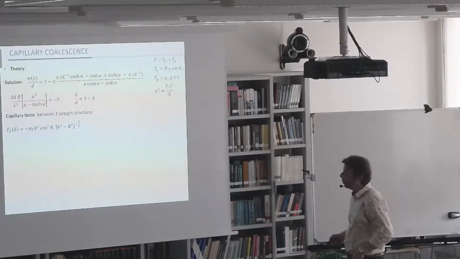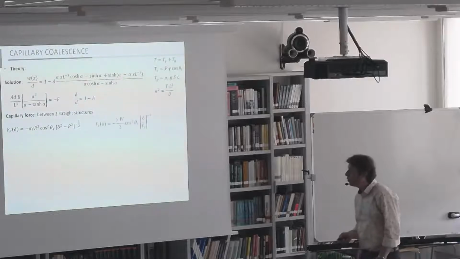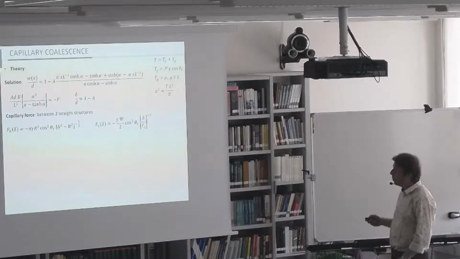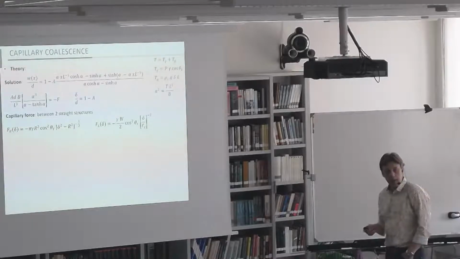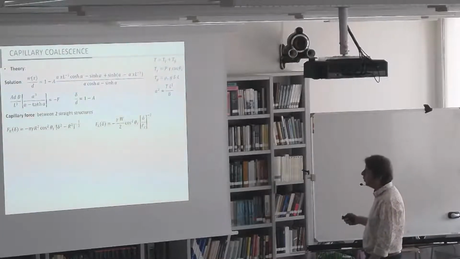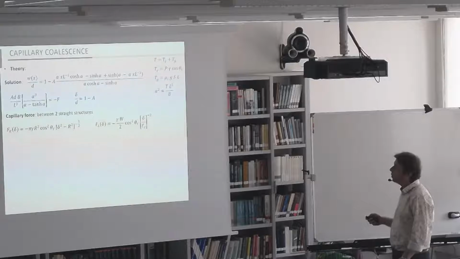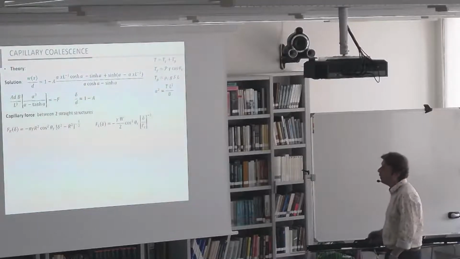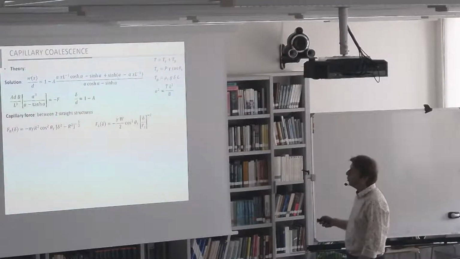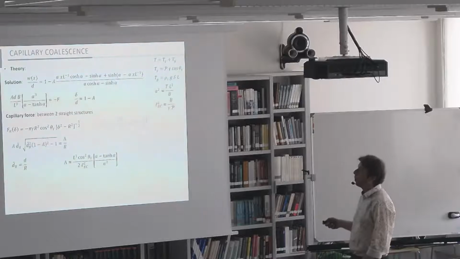distance between the rods. And a similar expression is known for lamella, where this time the characteristic length scale is the capillary length. And now the force varies like 1 over the distance squared. And now once you have this force, you can replace it here, and you get this type of equation.